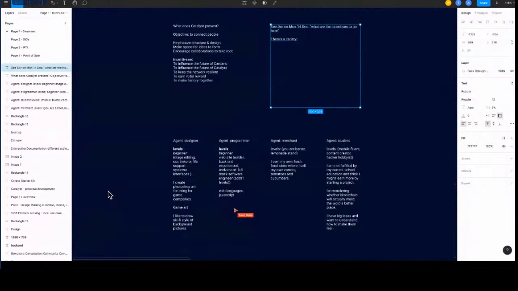Yeah, I mean, we could infinitely carry on iterating on it, but for the moment I'm quite satisfied with the few but focused ones that we have, because I feel like these represent a good demographic, right? So you've got designer, programmer, merchant, and a student. Yeah. Incentives, yeah. Okay.